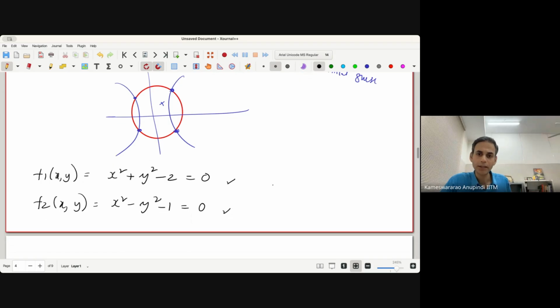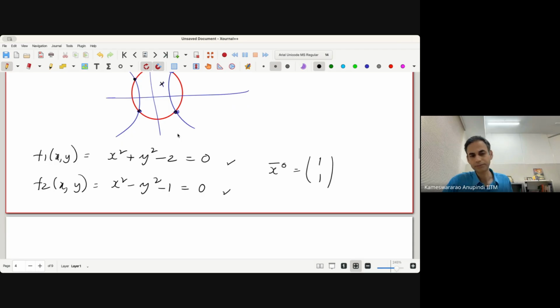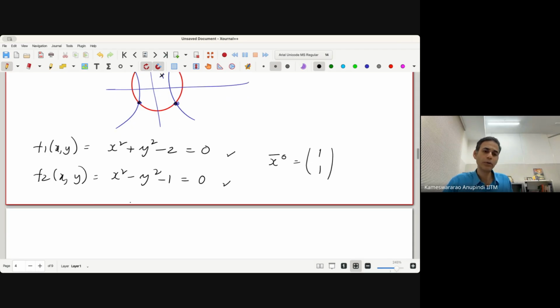All right. And then the initial guess is given, x bar 0 equals 1 comma 1. So we are starting from there. And then we are supposed to calculate one of the roots. That means, let us say we start from 1 comma 1, and then we have to calculate one of the roots of these intersections. Okay, how do we go about this?